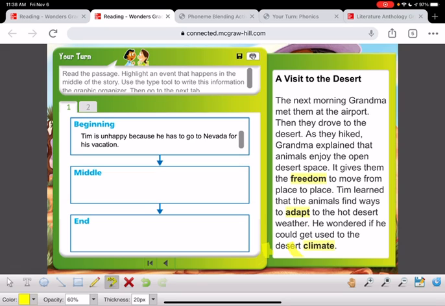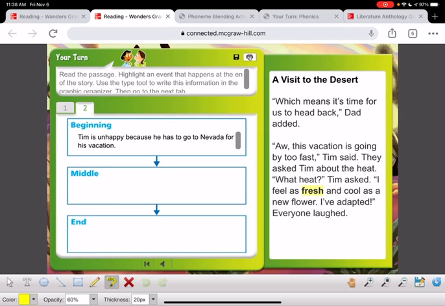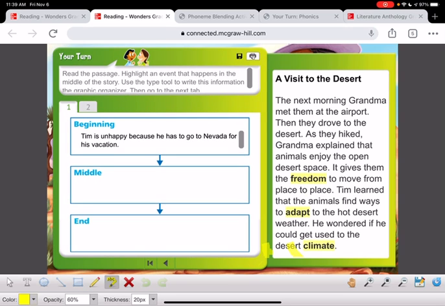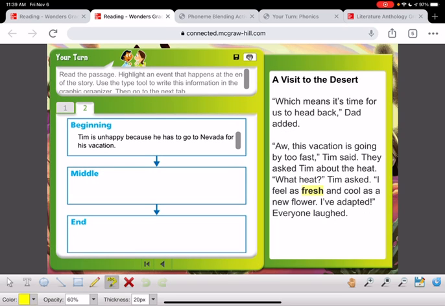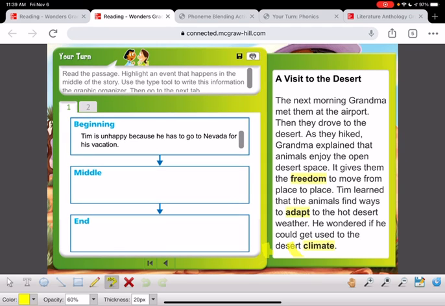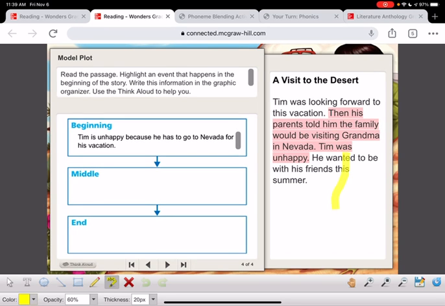Well, let's go ahead and see. Oh, there's a page 2 as well, which means it's time for us to head back. Oh, nope, that'll be next. All right.